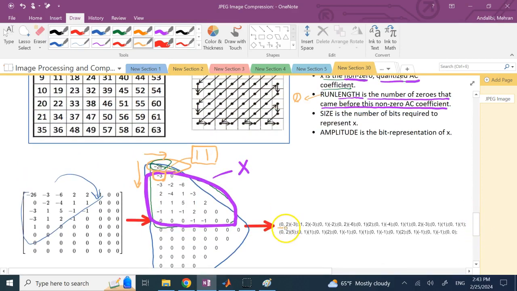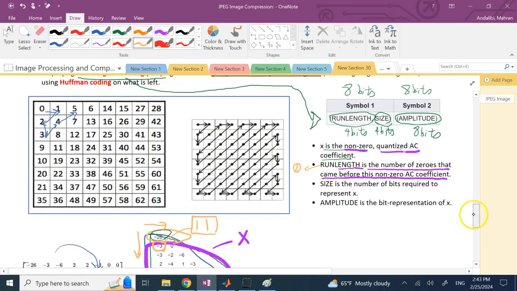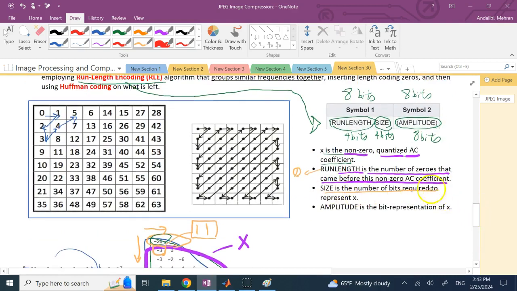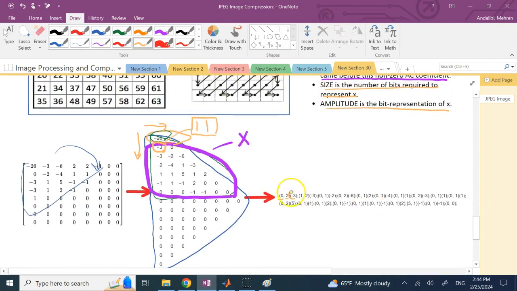And that is what you can see here. That 0 is the run length. This 2 is that magnitude, the number of bits that you need to show the size of it. And finally, the amplitude is the bit representation of x. So here, whatever it is, -3, which is really, as I said, 1 1. Of course, you need something for that negative as well. But basically, this first part is just for that number 3.